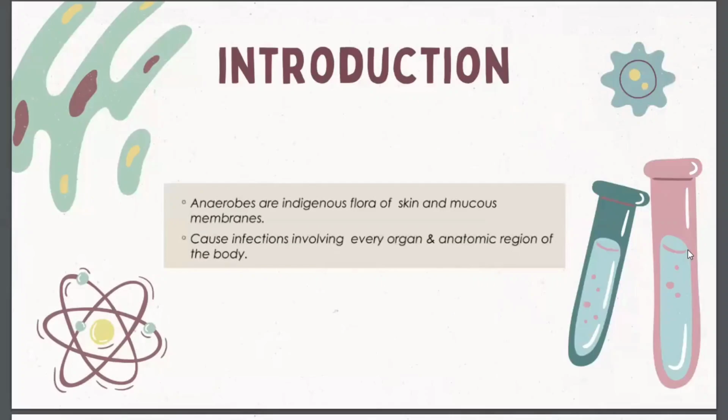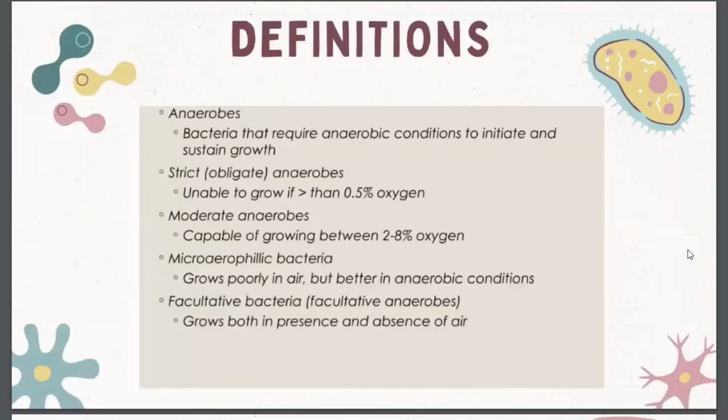Introduction. So anaerobes are indigenous flora of skin and mucous membranes, and cause infections involving every organ and anatomic region of the body. So here are some definitions. Anaerobes are bacteria that require anaerobic conditions to initiate and sustain growth. Strict anaerobes are unable to grow if there is more than 0.5% oxygen. Moderate anaerobes are capable of growing between 2 to 8% oxygen. Microaerophilic bacteria grow poorly in air but better in anaerobic conditions. And lastly, facultative bacteria grow both in the presence and absence of air.